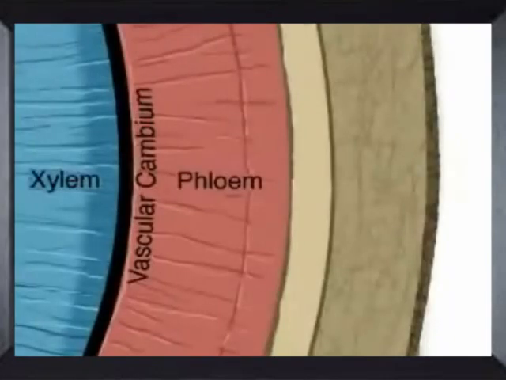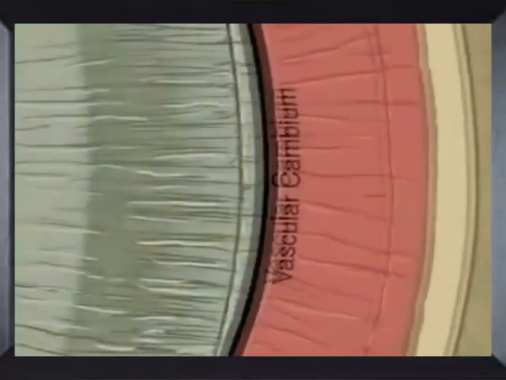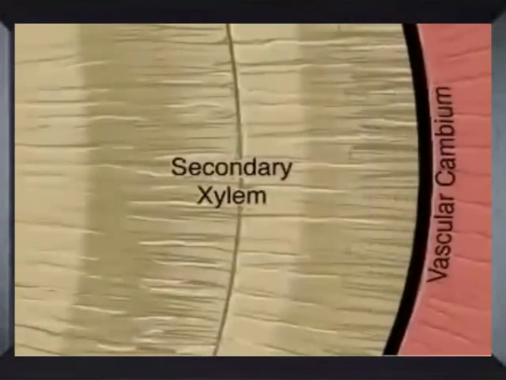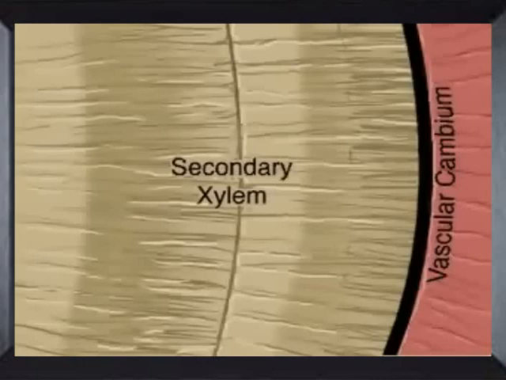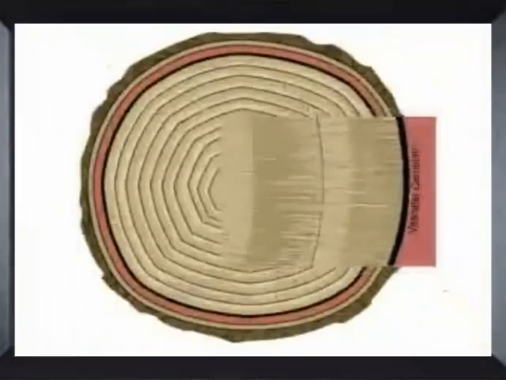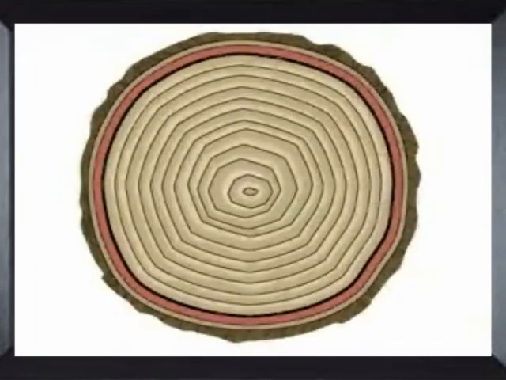As cambium cells divide, differentiating cells on the interior become secondary xylem, and those on the exterior become secondary phloem. Girth increases as secondary xylem accumulates. The old phloem cells are crushed as the cambium moves outwards. Rings are visible on the wood.